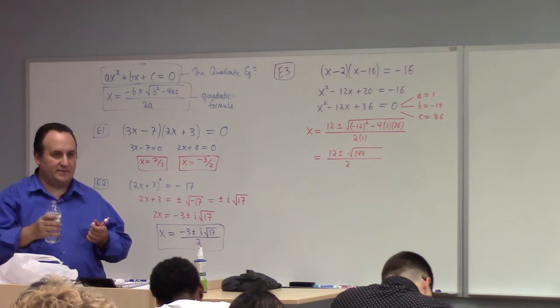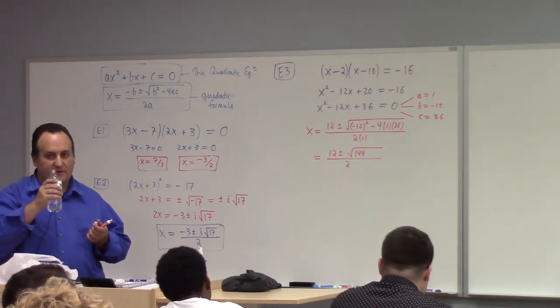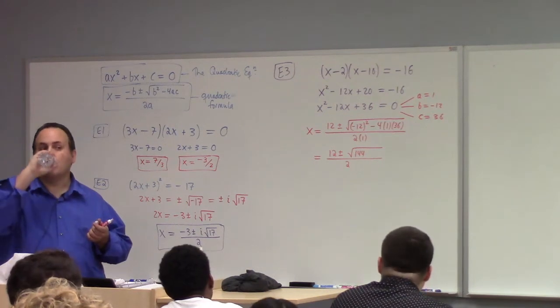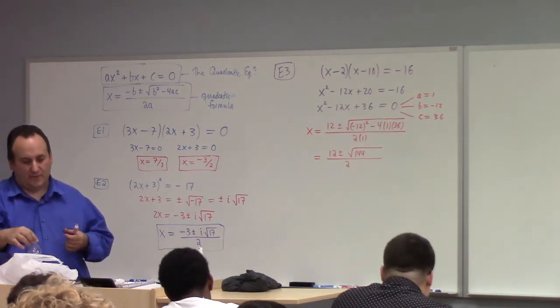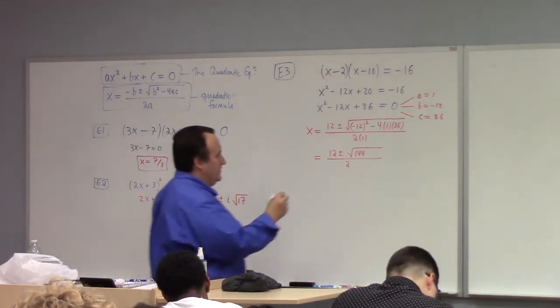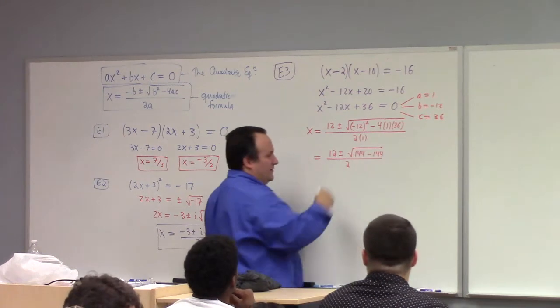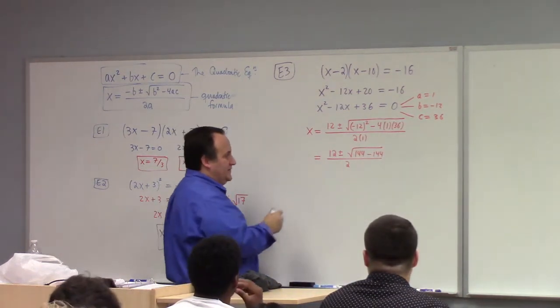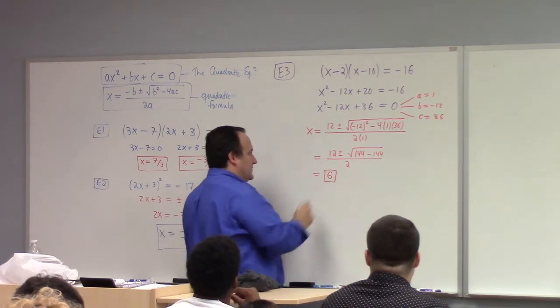It's 4 times 30 plus 6 times 4, right? 120 plus 24 is also 144, right? So we got 144 minus 144, which means that we've actually got what? The discriminant is 0 here. So the answer is just 12 over 2, which is 6. The answer is 6.